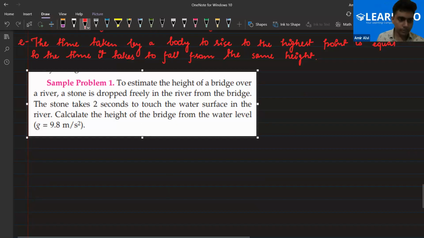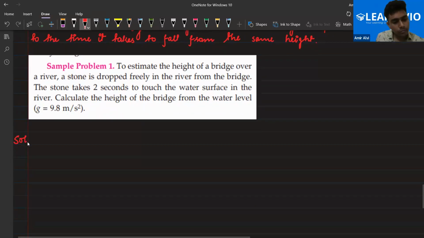Okay. Let me tell you. The question is saying that to estimate the height of a bridge over a river, a stone is dropped freely into the river from the bridge. It means that a bridge is there and underneath it there is a river, and the person has dropped a stone to find the height of the bridge. The stone took 2 seconds to touch the water surface in the river. Calculate the height of the bridge if the value of g is 9.8 meter per second square.